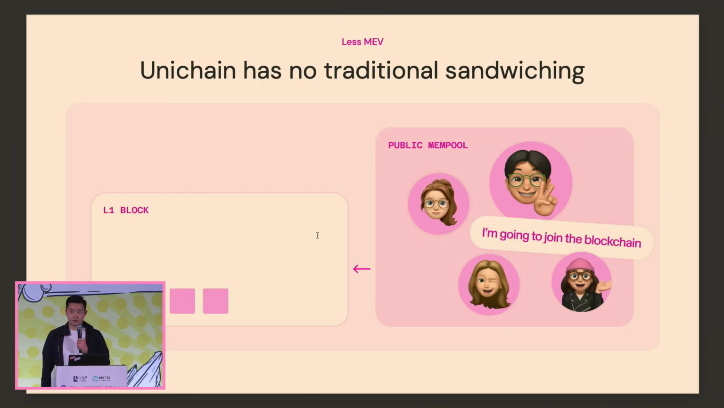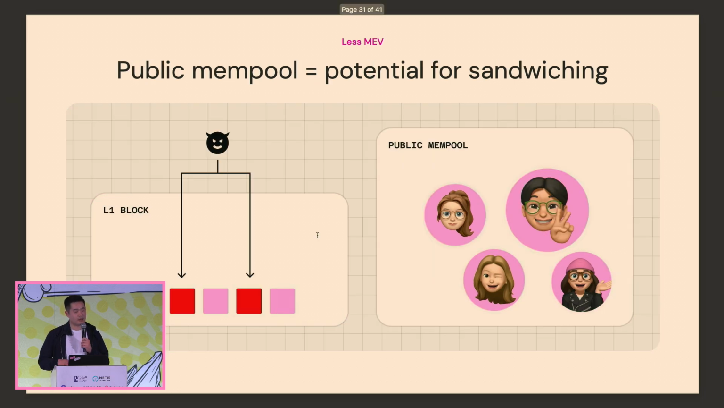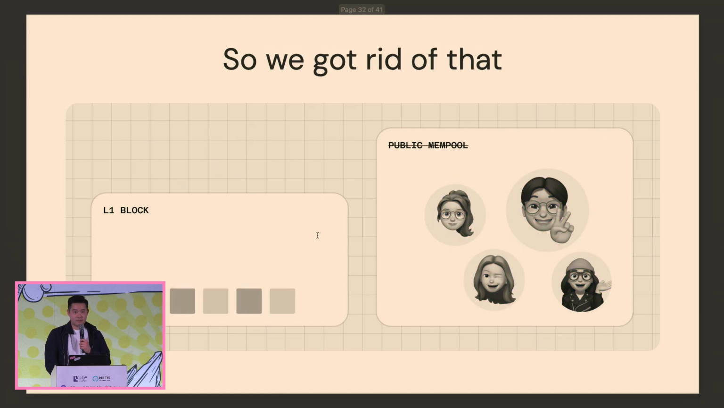First, there's no traditional sandwiching on Unichain. On blockchains like Solana, there's a public mempool. And so what can happen is that malicious searchers see the pending transactions, insert their own transactions ahead, and give users a worse execution price. And this has been a big problem over the past 6 to 9 months. So we got rid of that.